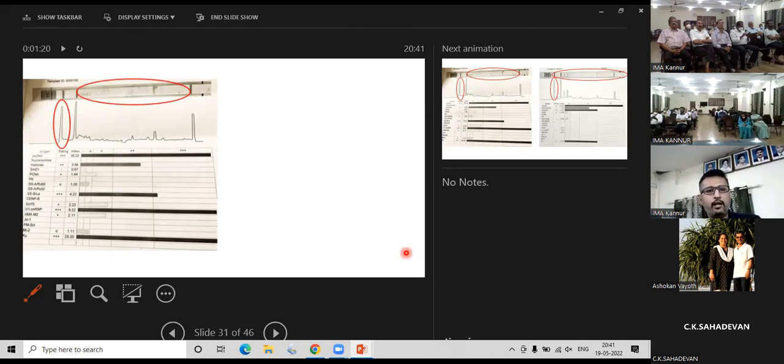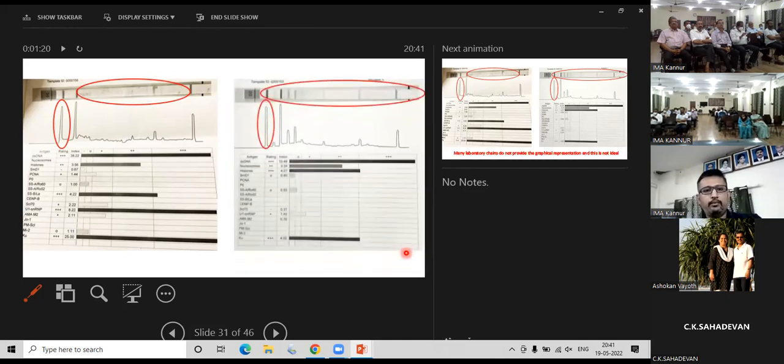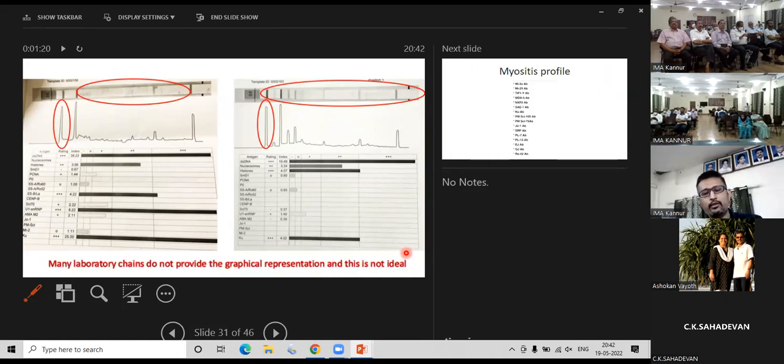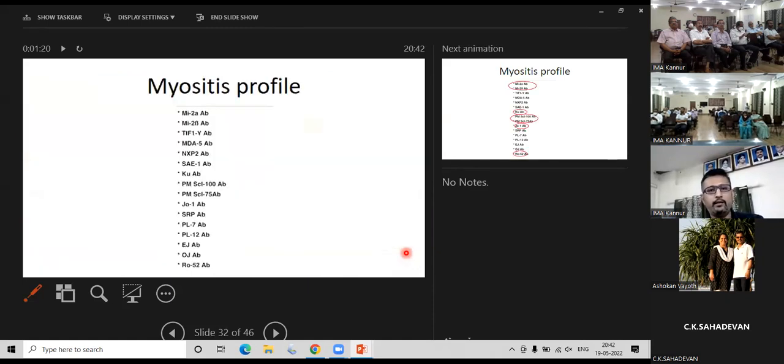And if you look at the same sample being repeated once again, with the technicians doing it more carefully, you can see the control is again positive, but the strip is more clean. There are more perfect lines, and the antibody positivity has changed. So this is why it is important to look at the strip as well as the graph, at least the graph, because many laboratory chains do not provide the graphical representation of ANA profile. So this is not ideal.